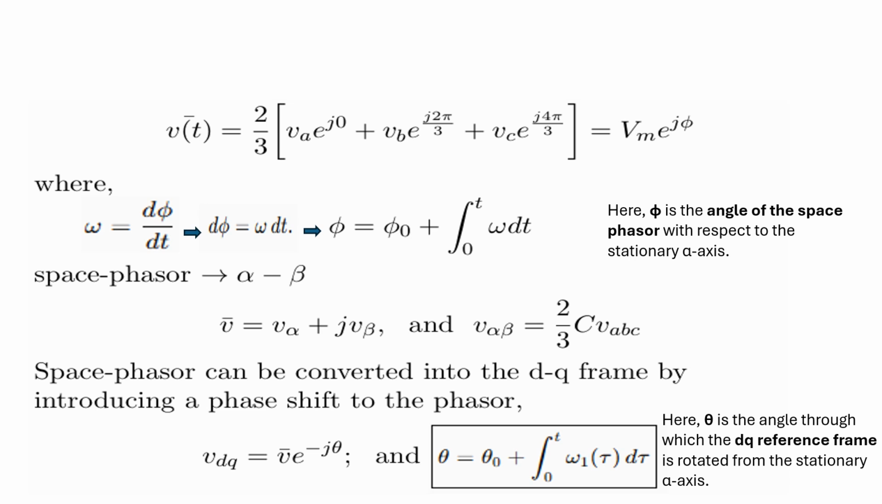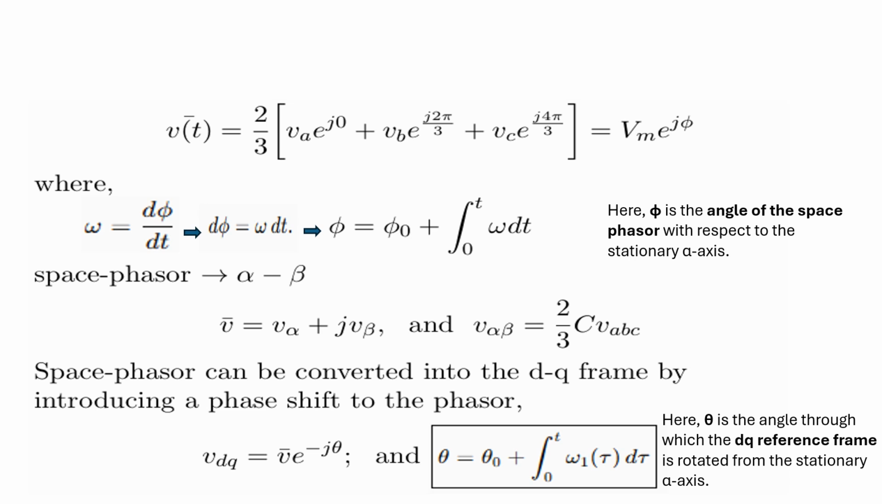So we can represent this V bar in alpha beta frame as V alpha plus j V beta. So V alpha beta can be written in matrix form as 2/3 of C times V abc. We know about this C, we have already seen in alpha beta transformation.